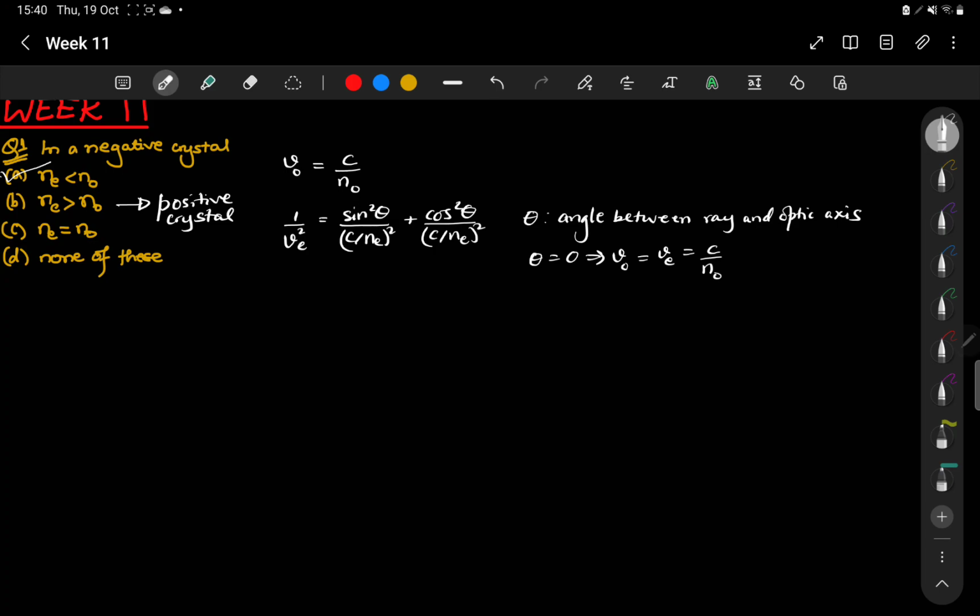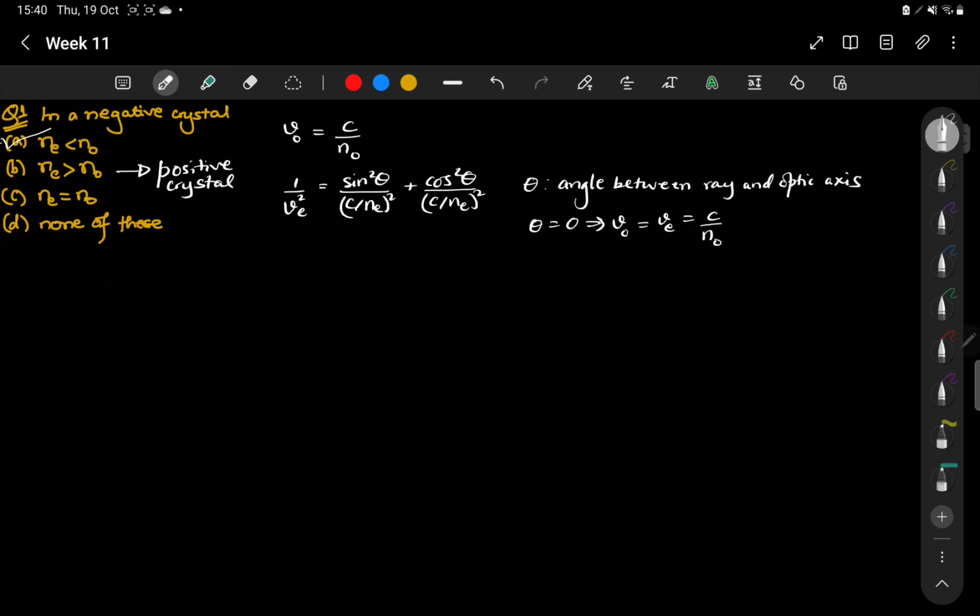Okay, so this third option that is there, Ne equals No, that would mean that the crystal is not a birefringent crystal. It has just one refractive index all throughout. Okay, so let us now move on to the next question. Let me write down the question.